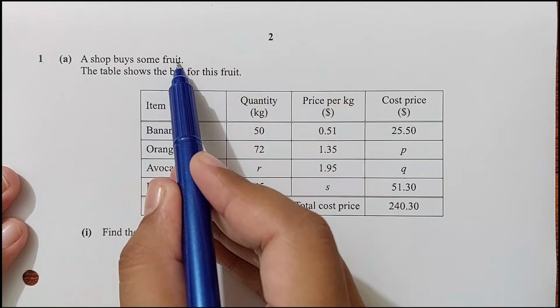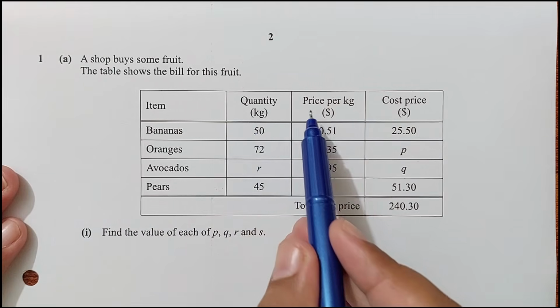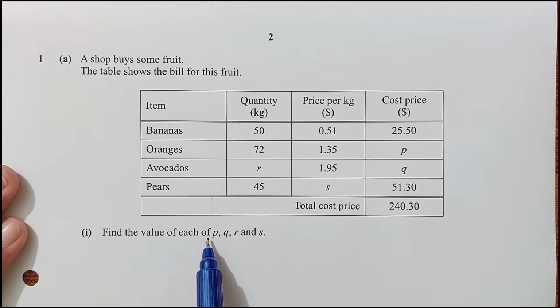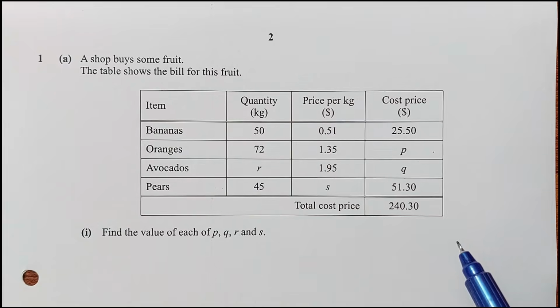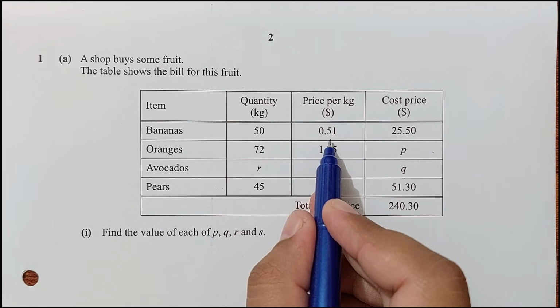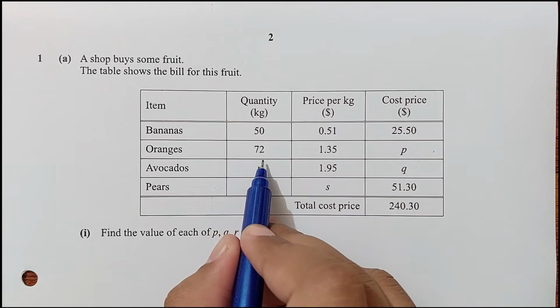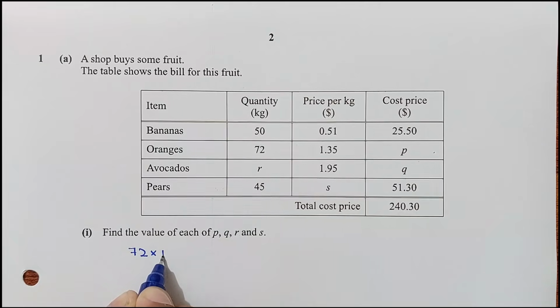A shop buys some fruits. The table shows the bill for this fruit: items, quantity in kilograms, price per kilogram and cost price. Find the value of each of P, Q, R and S. Alright, so the first is 50 kg bananas. The price per kg is 51 cents, and the cost price for the total. Okay, 72 kg oranges. So 72 times 1.35, you will get the P value.